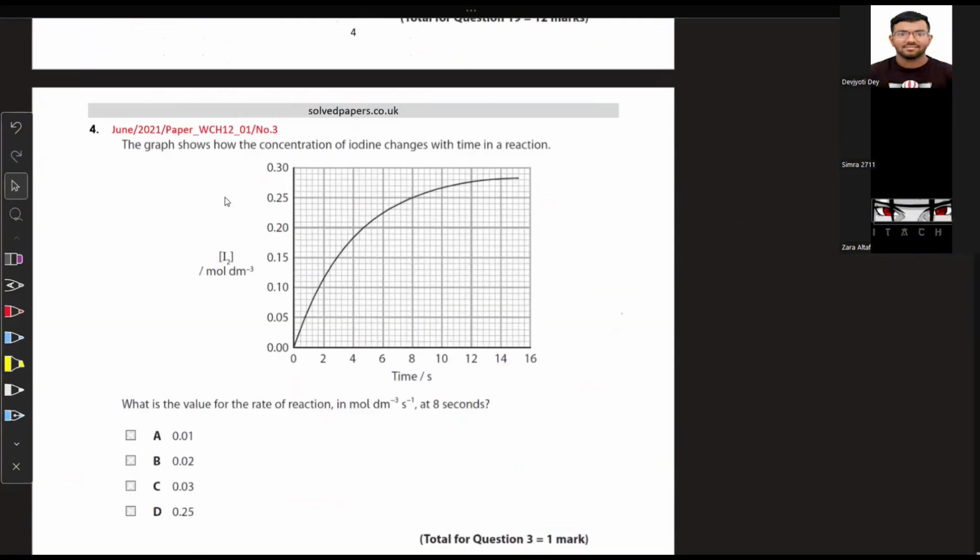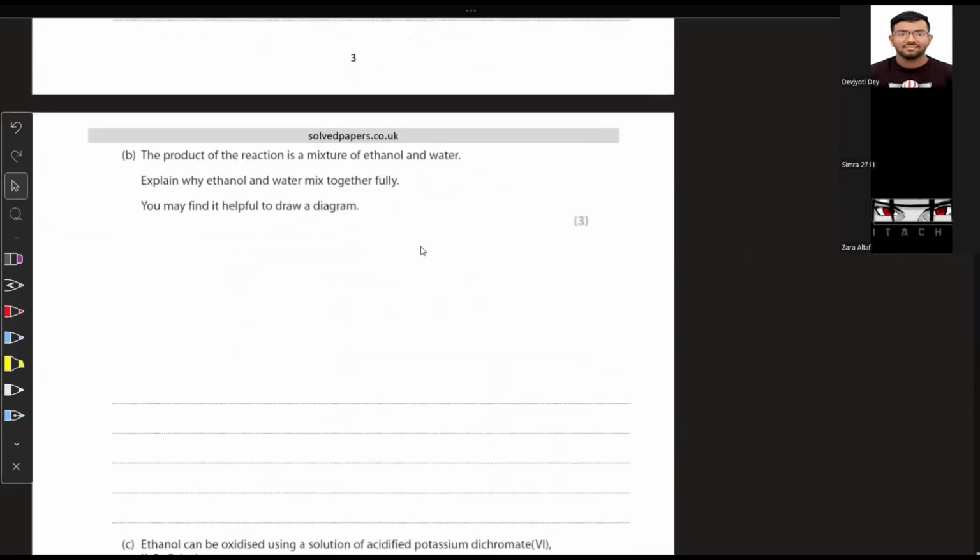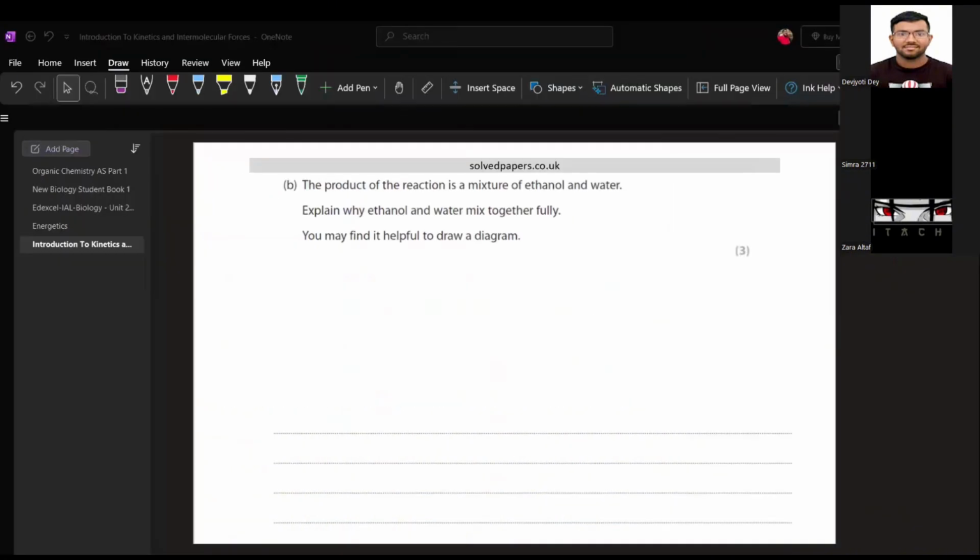Okay, let me finish this and then I may make you leave. The product of the reaction is ethanol and water. Explain why ethanol and water mix together fully. That's a very nice question, and to be honest, it's the easiest.